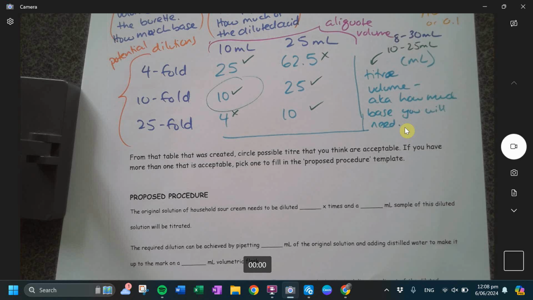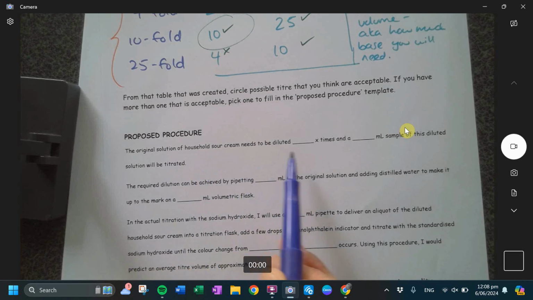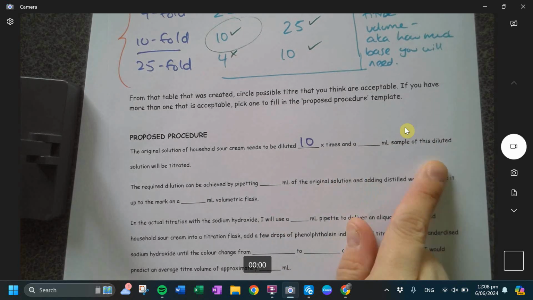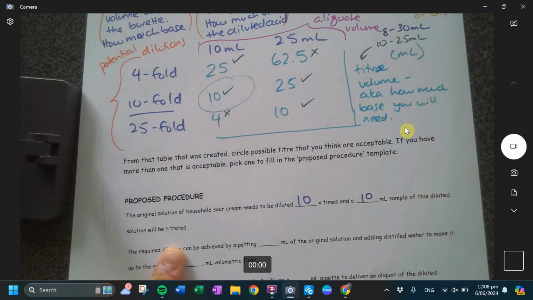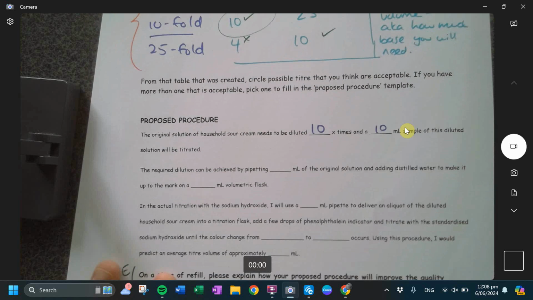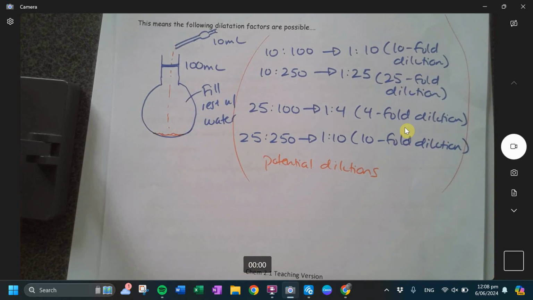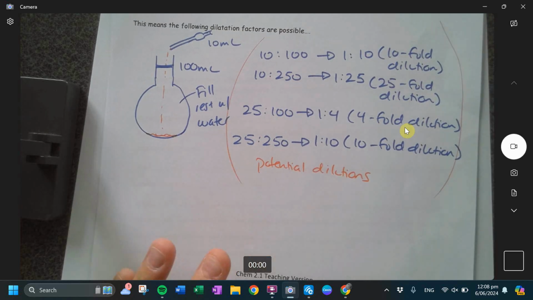All right, let's now fill in the proposed procedure. The original solution of household sour cream needs to be diluted, and I'm diluting it 10-fold. That's how the information is getting there. And a sample of this diluted solution will be used. So I am using the 10 ml. You see how I'm grabbing those two numbers? 10-fold dilution, 10 ml aliquot. This required dilution can be achieved by pipetting, and then I have to explain how I want to make that solution. So we go back to our previous paper, and we're explaining how we did the dilution. I have two ways to make a 10-fold dilution. I can do 10 into 100, or I can do 25 into 250.